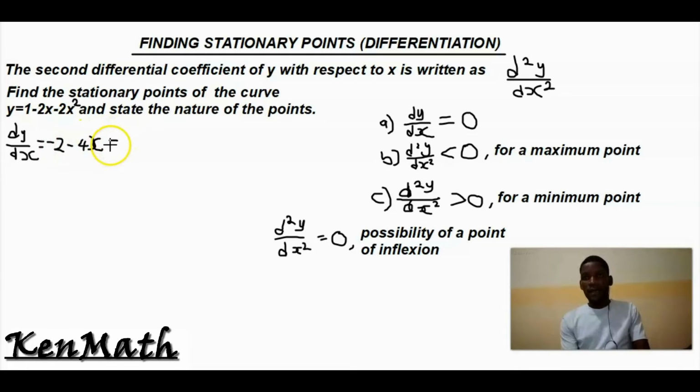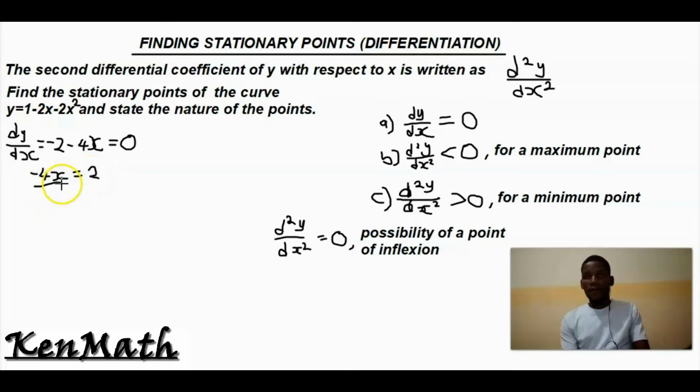And then we have to know that at a stationary point, dy over dx is equal to 0. This is what they have said here. So the dy over dx at a stationary point is always equal to 0. And then from there we have to find the value of x by grouping the like terms. So we're going to say negative 4x is equal to negative 2, which crosses the sign and changes to positive 2.